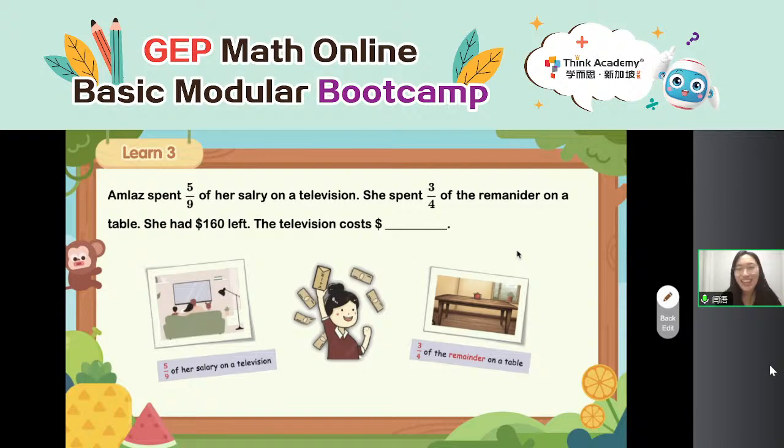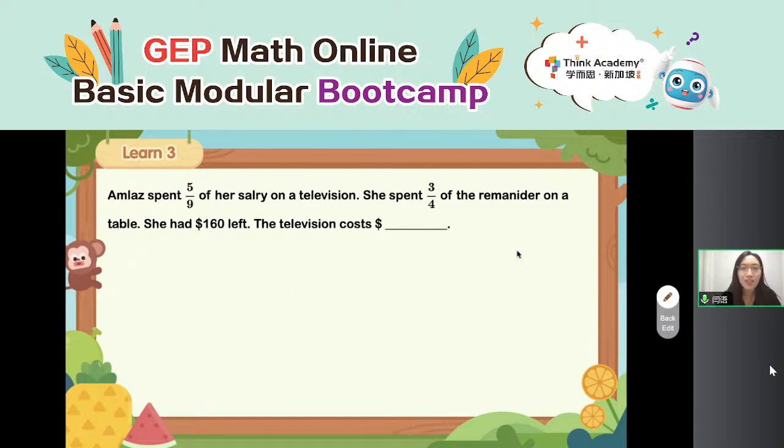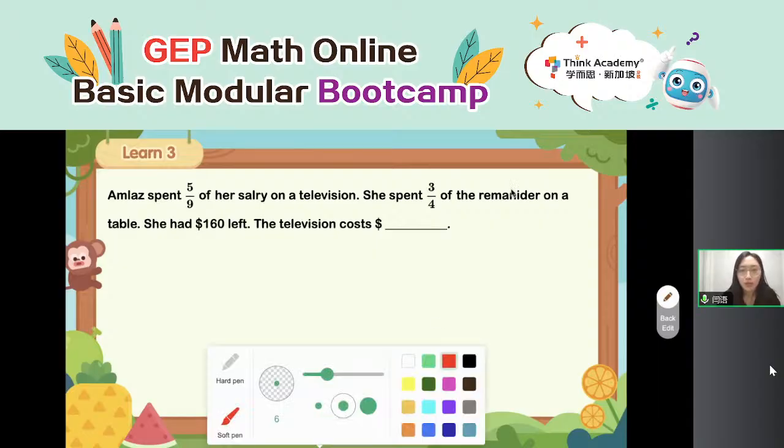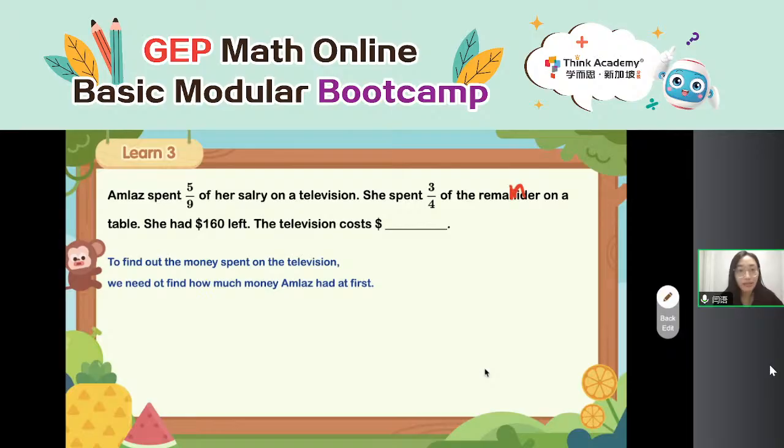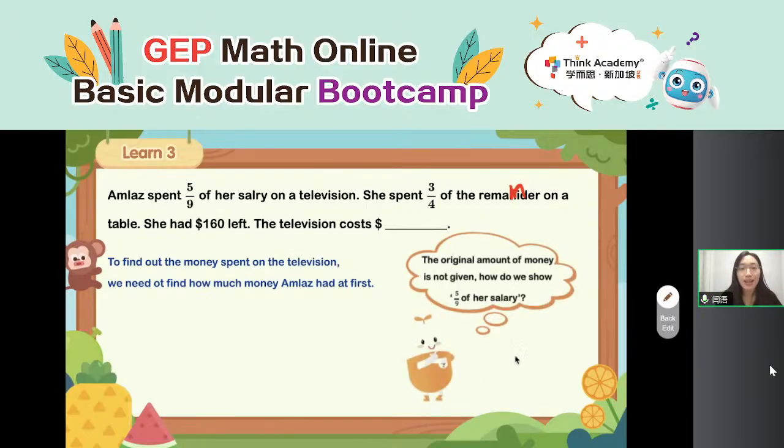How do we do? Okay, so firstly, let's have a look at, pay attention to some keywords. Wow, what happened to the remainder? Okay, so firstly, step 1. To find out the money spent on the television, we need to figure out how much money the girl had at first, right? So what should we do for the first step? Okay, let me show you. How do we show 5 out of 9 of her salary?